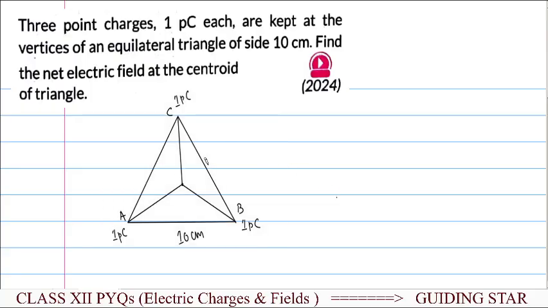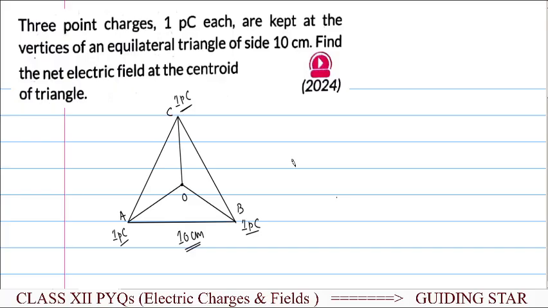of an equilateral triangle where 3 point charges of 1 picocoulomb each, 1 picocoulomb, 1 picocoulomb, and 1 picocoulomb, are kept at the vertices of this equilateral triangle whose side is taken as 10 cm. The triangle itself is named ABC, and here O is the center of the given triangle, which is the geometric center. So what it is asking, find out the net electric field at the geometric center O.